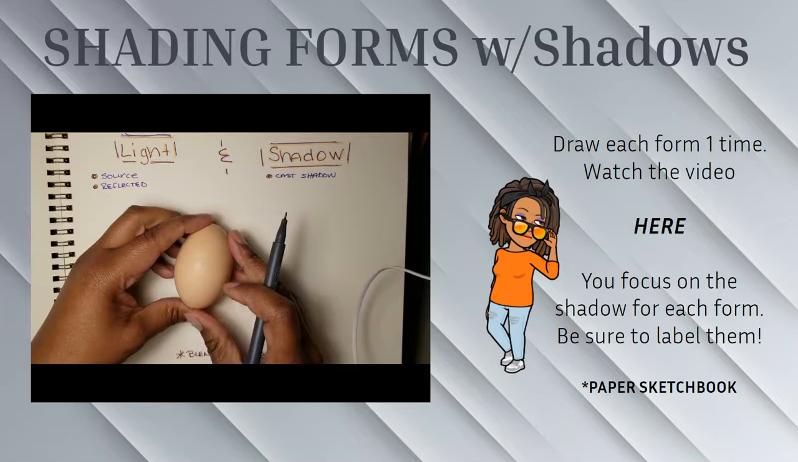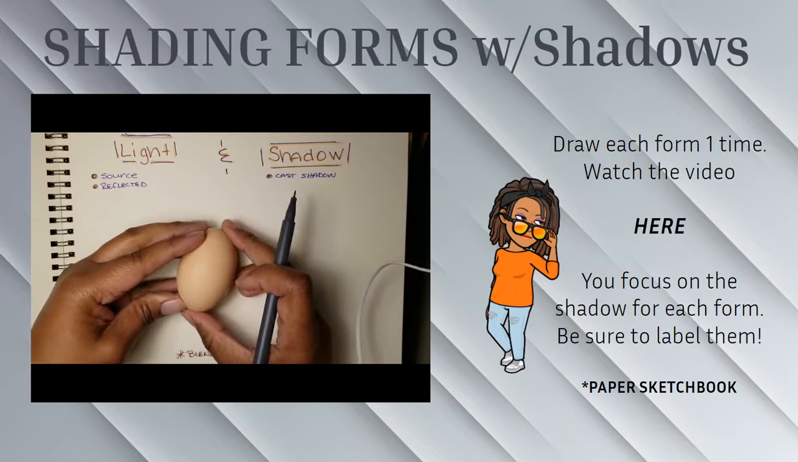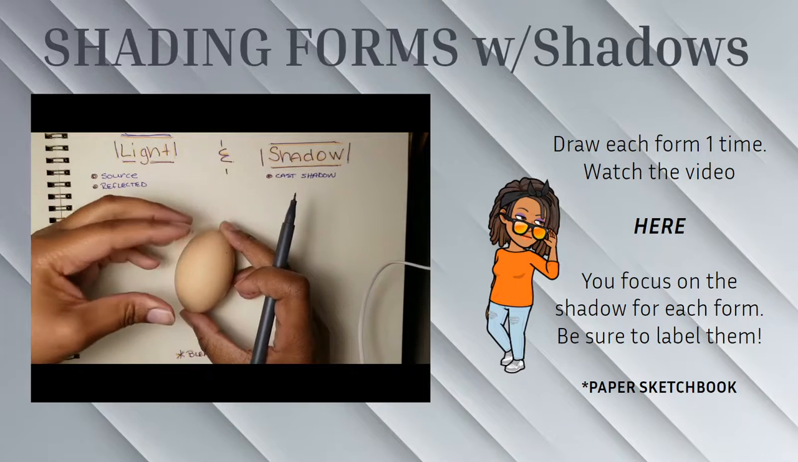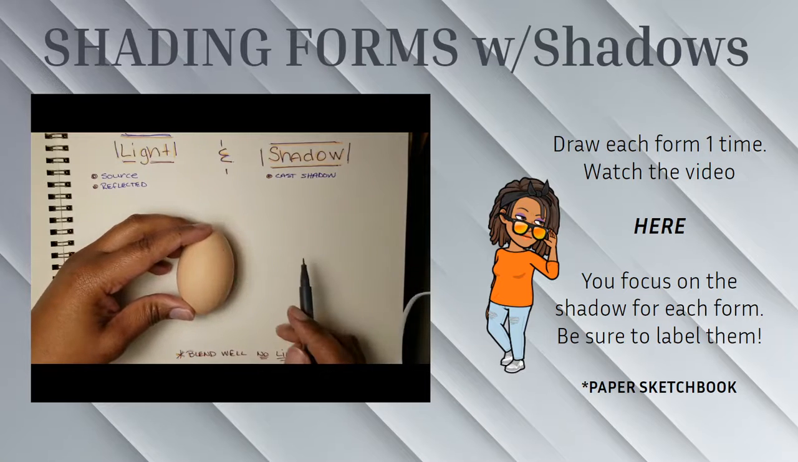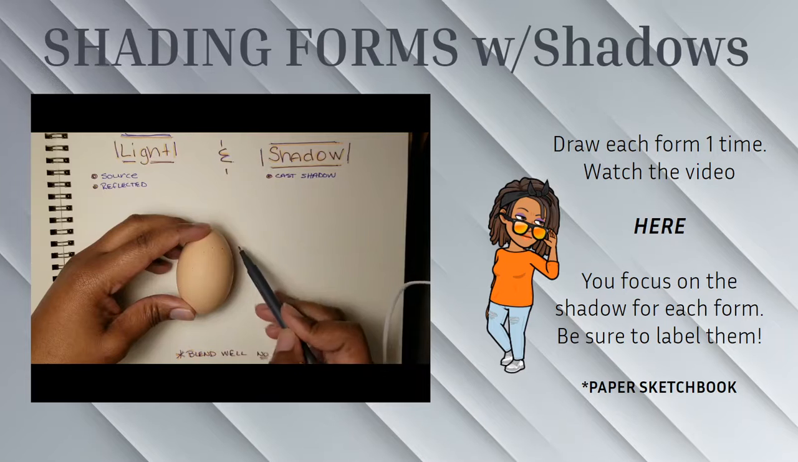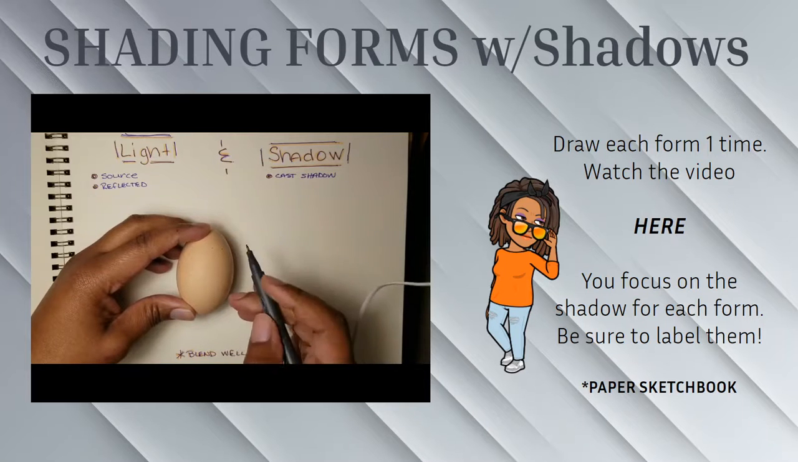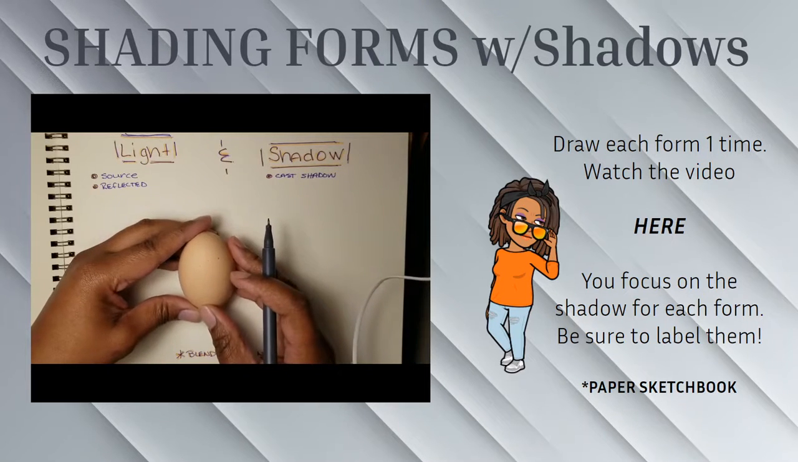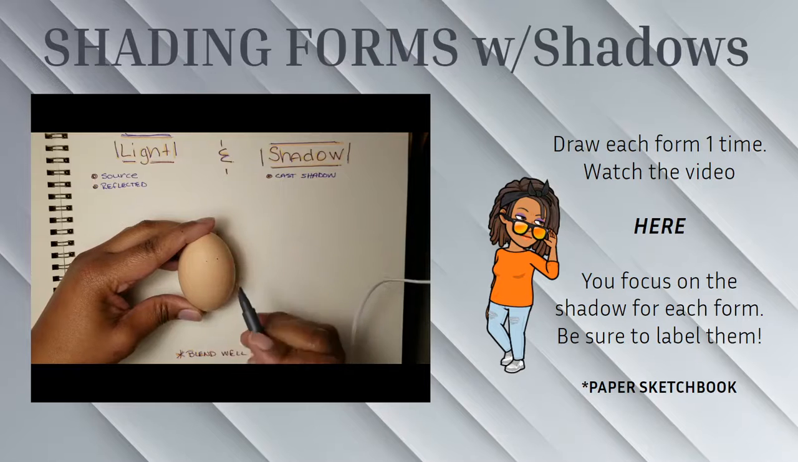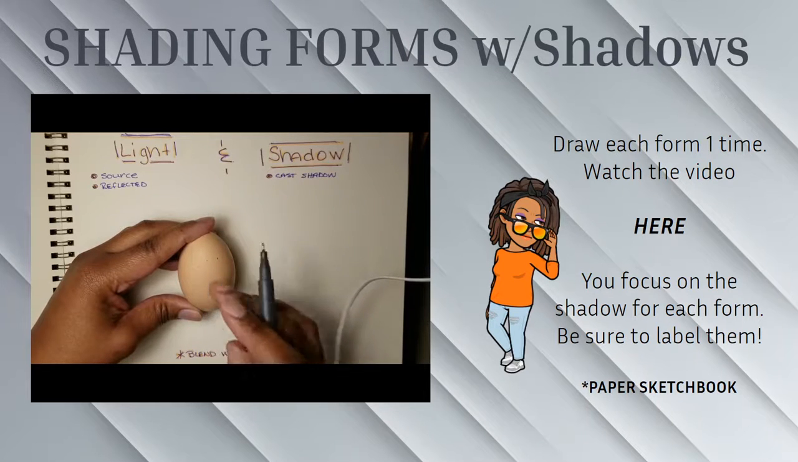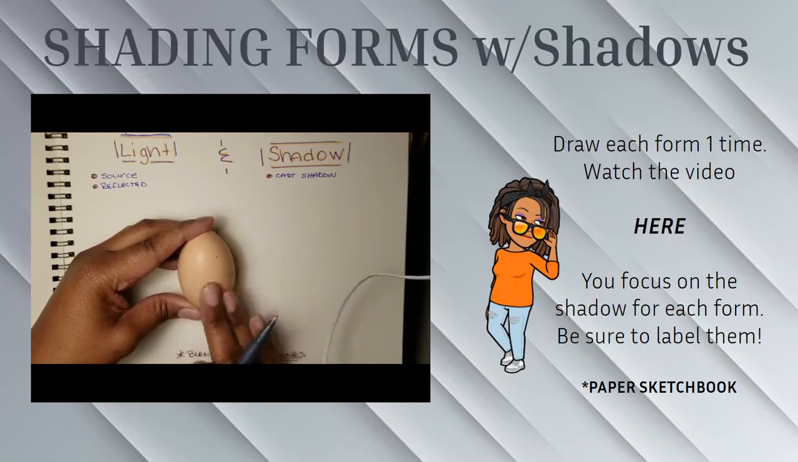So when we look at our light, the light source that I have now is coming from this direction, and you know that because of where the shadow is falling. Correct, if that's what you said to yourself. So here I'm going to look at my egg, and I'm going to try to figure out where my lightest spot is on the egg.